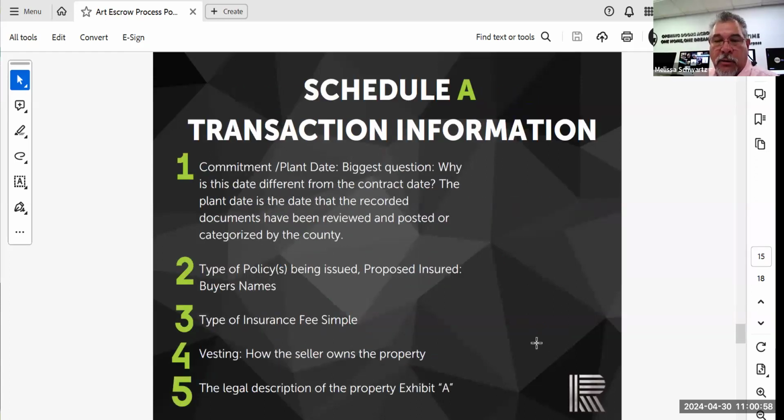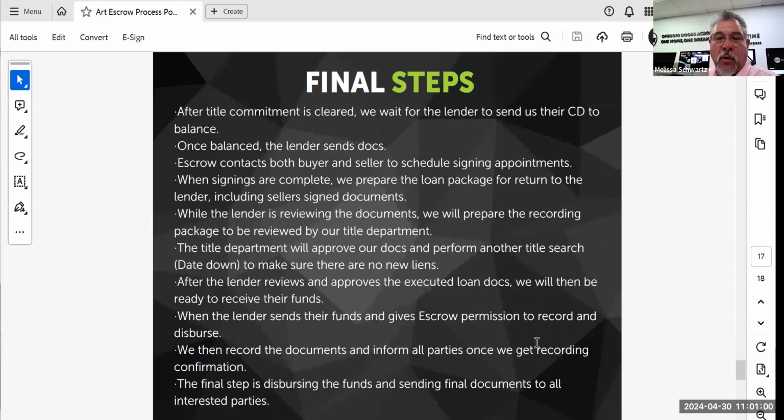We've already talked about the policies and everything. The final step is, once we've got the signings, we'll prepare the documents and get them back to the lender. The lender will review them to make sure they have everything they need.